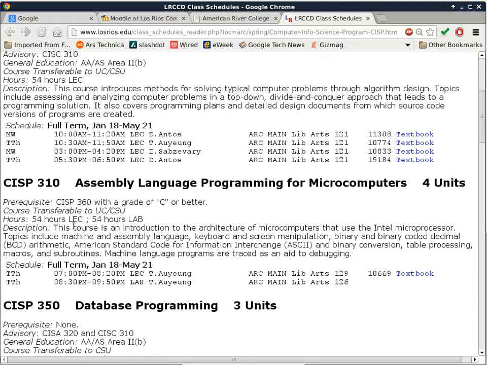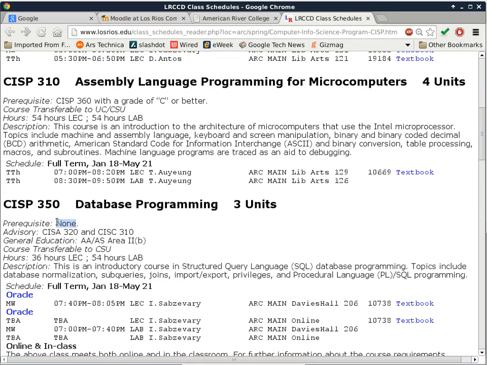What about the database class? The database class has no prerequisite. You can see the prerequisite is none, and it only has 2 advisories: CISC 310, which is just an exposure to the computer industry, and CISA 320, which is Access, a database class. But Access focuses more on the front end instead of the back end, and CISP 350 focuses more on the back end. So you'll be learning how to form queries using SQL and also learning the procedural language inside Oracle.